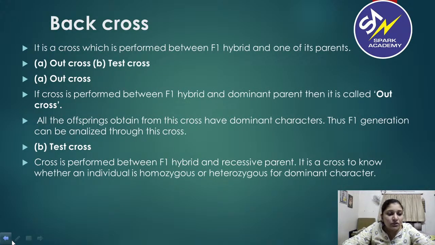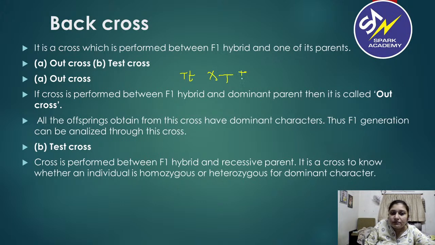Next is the back cross. A back cross can be done in two ways. One is known as outcross and one is known as test cross. Outcross is the cross performed between the F1 generation, for example Tt, and the dominant parent. Then it is called an outcross. All the offspring obtained from this cross have dominant characters. Test cross means a cross performed between the F1 generation, that is the hybrid, and the recessive parent. It is done to know whether the individual is homozygous or heterozygous for the dominant characteristic.